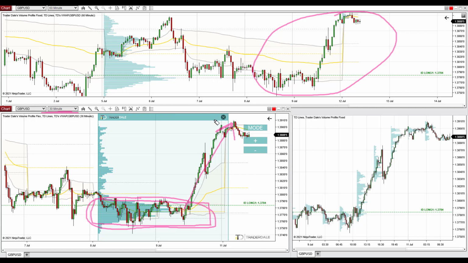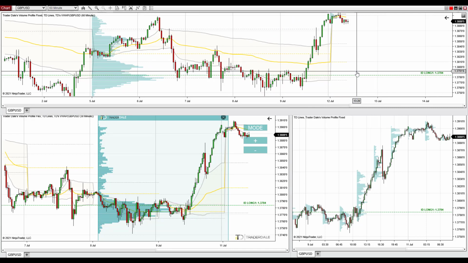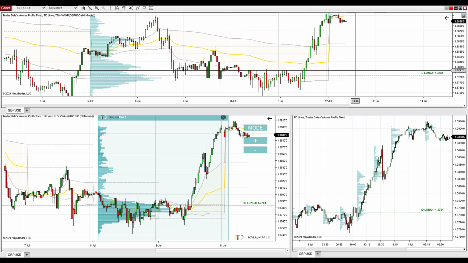Anyway, that's the first support, 1.3784 on the British pound. Now let's go and have a look at the next trading idea, and this one will be on the Euro Swiss franc.